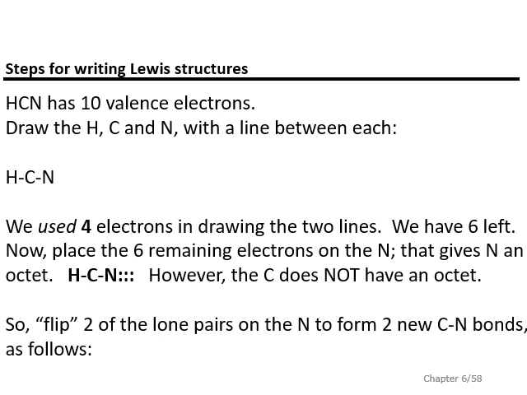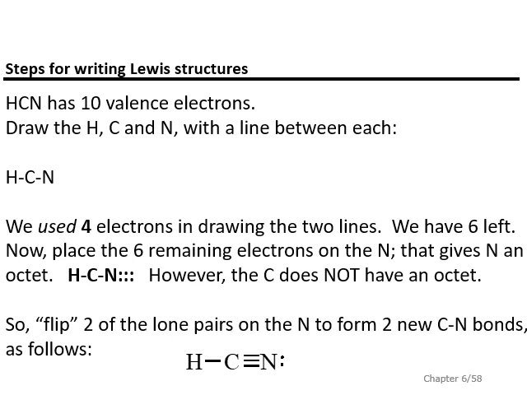So in order to give it an octet, we have to take some of the electrons on the end, and we don't actually move them over to the C, but we flip them so that that makes another bond between the N and the C. And we're going to have to actually do that twice, because if we just do it one time, we'll still have 2, 4, 6 electrons around the C. So we have to take 4 of those 6 electrons on the N and flip them to make extra bonds between the C and the N. So at the end, we end up with 3 bonds between C and N, 1 bond between C and H, and then we'll still have 2 electrons that are a lone pair on N. Next slide.